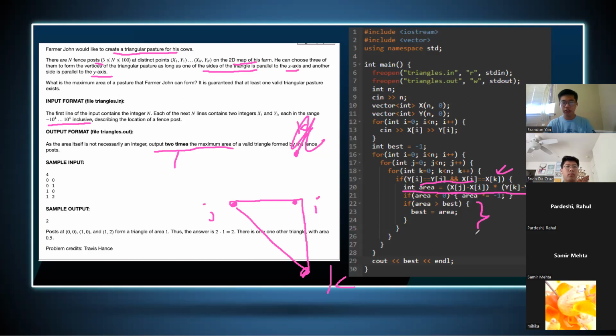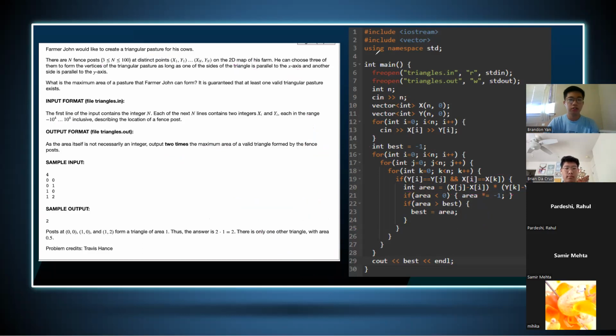Once I calculate the area, I'll compare it to the running maximum here. If it's greater than it, then I'll just replace it. Otherwise, it will just remain the same. And after going through every single possible combination of points and checking the maximums, I will output my answer. So that's it for that question. Okay.